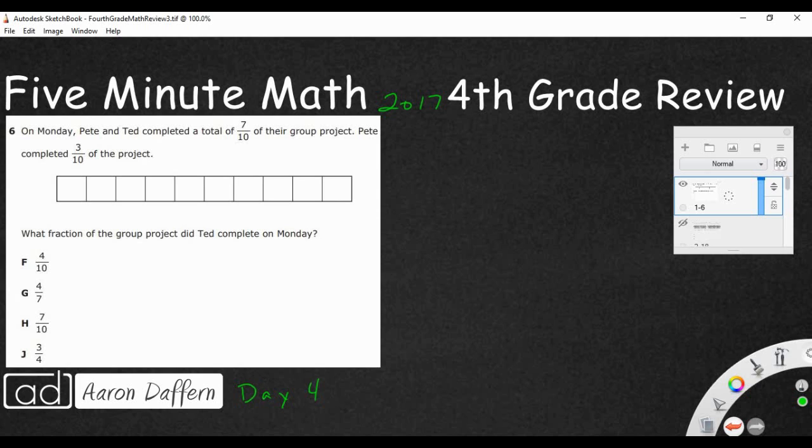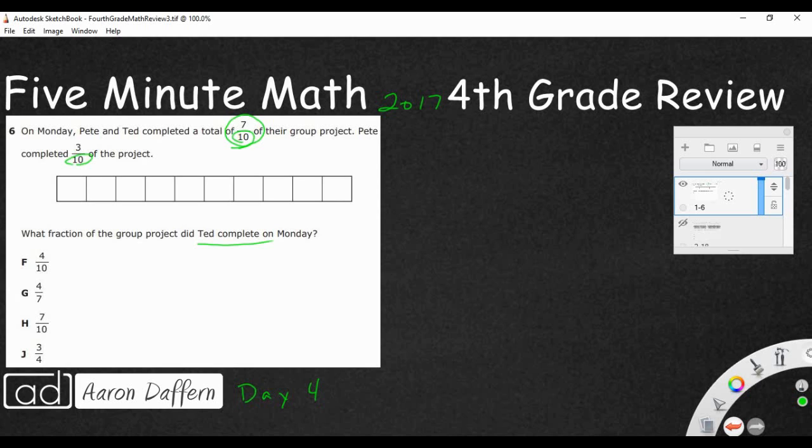On Monday, Pete and Ted completed a total of 7/10 of their group project. Pete completed 3/10 of the project. And what fraction of the group project did Ted complete? So in the fourth grade, whenever we're adding or subtracting fractions, they're already going to make sure they have equal denominators or like denominators. In this case, we have 7/10, and then we've got 3/10.